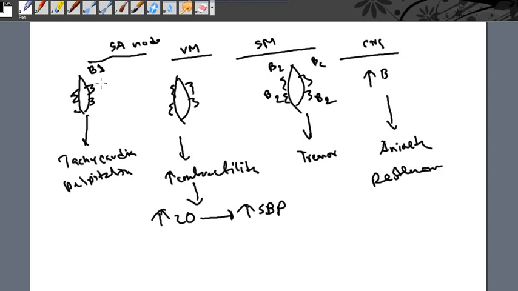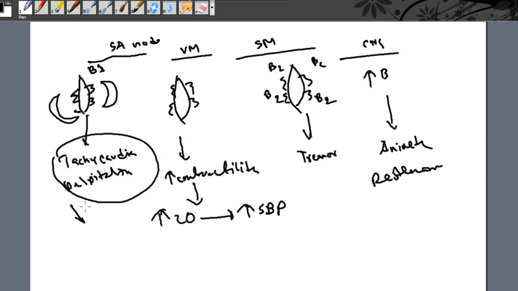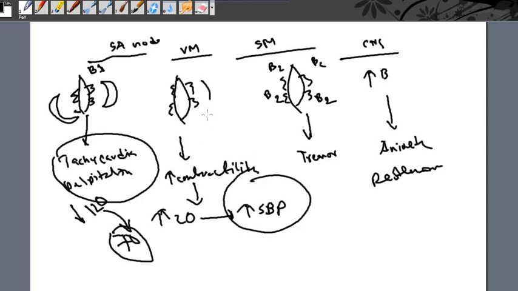So what if you give a beta blocker? It blocks this beta receptor, so tachycardia and palpitation will be prevented, and heart rate will be controlled. Maybe by giving a beta blocker, the heart rate from 120 will now come down to just 70. Second, there is increased systolic blood pressure by stimulation of beta 1 receptor. If you give a beta blocker, this will block beta 1 receptor, so there will be no increase in contractility, no increase in cardiac output and no increase in systolic blood pressure.